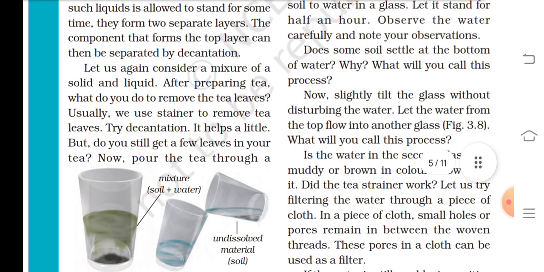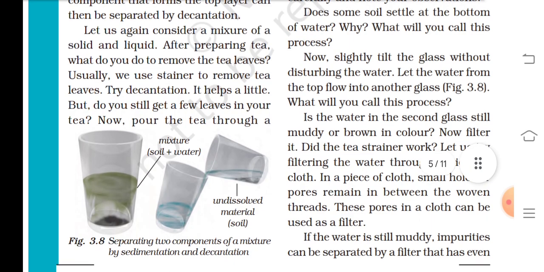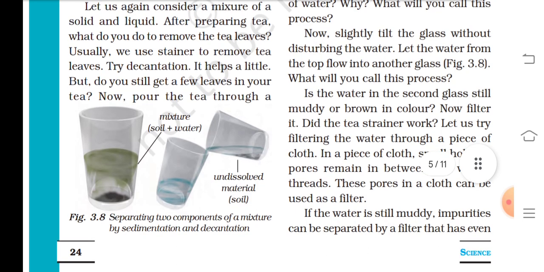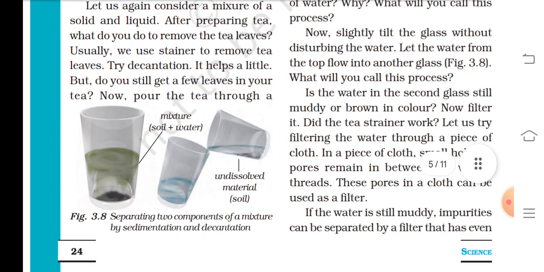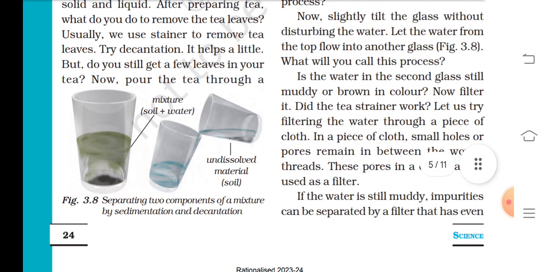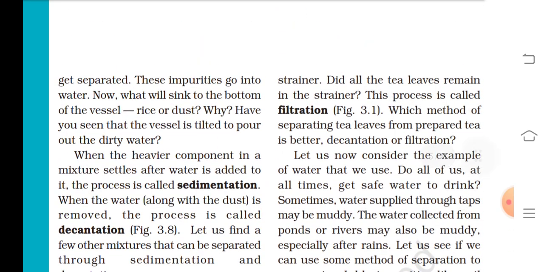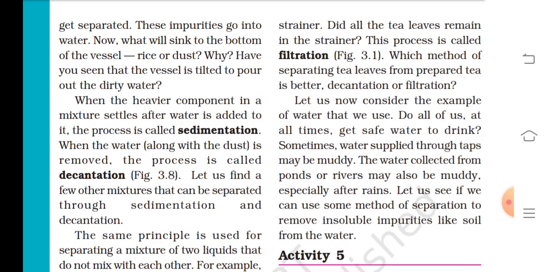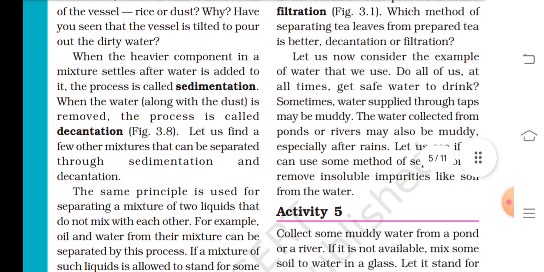Let us again consider a mixture of solid and liquid after preparing tea. What do you do? Remove the tea leaves. Usually we use a strainer to remove tea leaves. Try decantation. It helps a little, but do you still get a few leaves in your tea? Now pour the tea through a strainer. Did all the tea leaves remain in the strainer? This process is called filtration. Which method of separating tea leaves from tea is better, decantation or filtration?